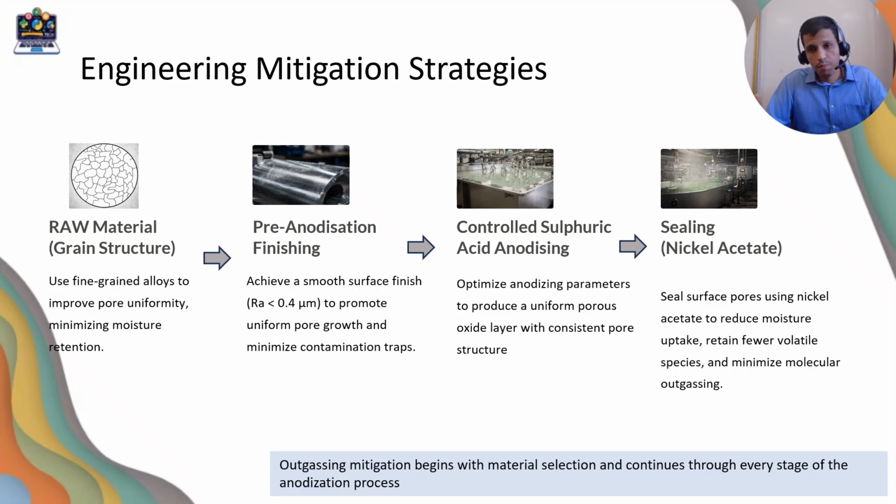So prefer nickel acetate sealing in these four stages: raw material, finishing, anodizing, and nickel acetate sealing. Achieving all these criteria helps a lot to get a proper, uniform anodized pore surface that helps reduce moisture or volatile intake later. By stating that, I'd like to move to the next slide.